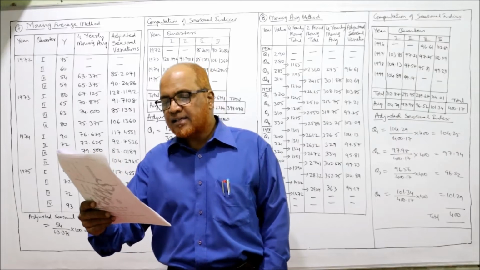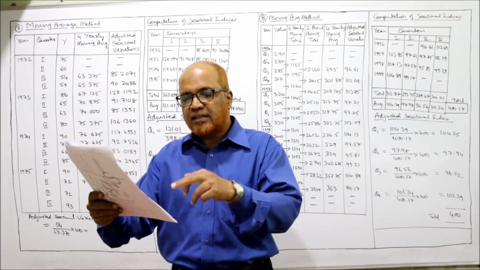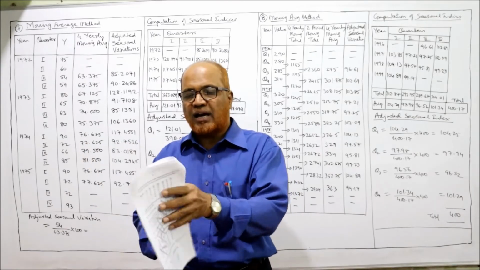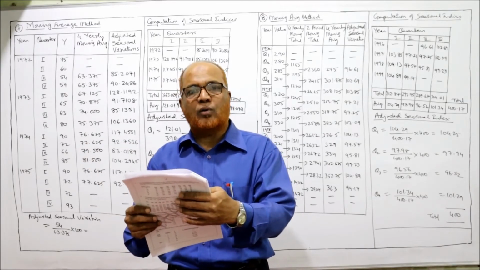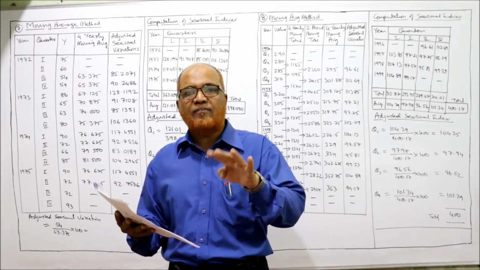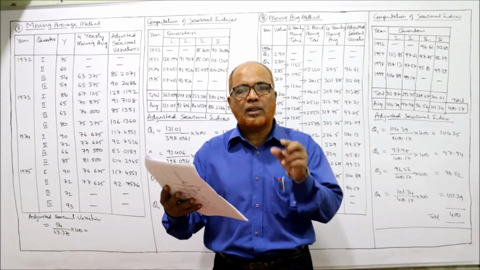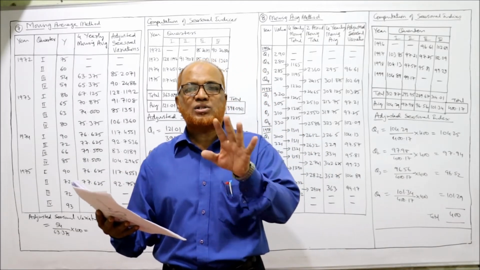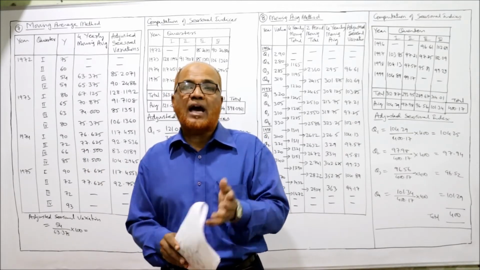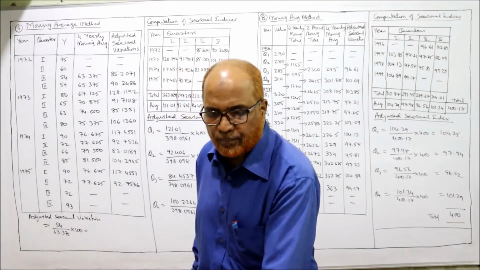Seventh problem: calculate the seasonal index by the ratio to moving average method from the following data. Year 1972, 4 quarters are given, quarter 1, 2, 3, 4. In 1973, again 4 quarters, 1974, 4 quarters, 1975, 4 quarters. The 4-year data is given, every year 4 quarter values are given. The values are 75, 60 like that. And the 4 yearly moving average is also given. No need to calculate the 4 yearly moving average. Moving average is also given in the problem.